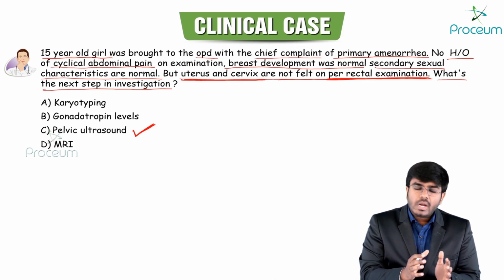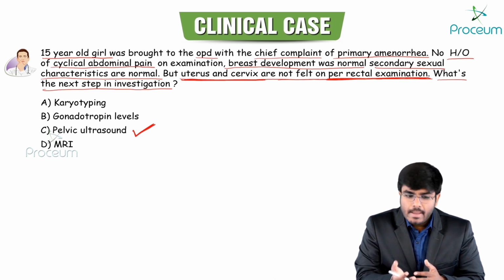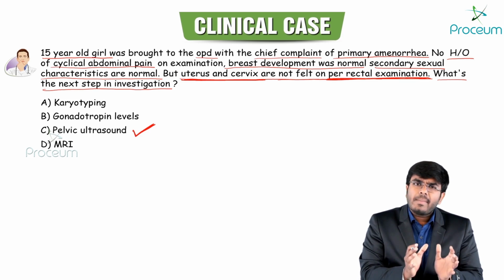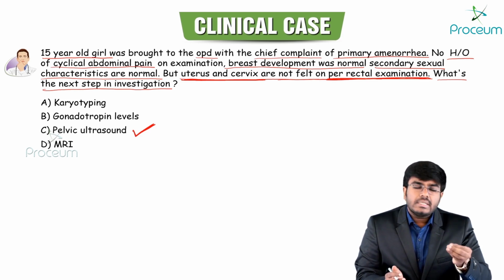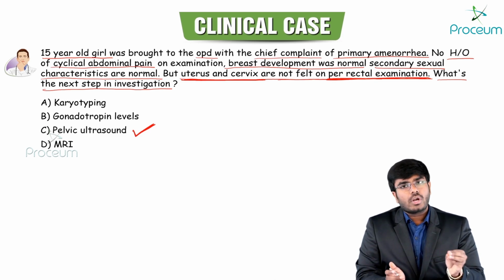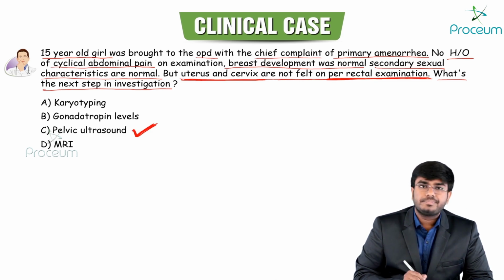If internal reproductive organs are not there, then you can go for the further studies like karyotyping and all. But now, within a matter of time, very easily you can know that the internal reproductive organs are present or not. So the better option you can go for is pelvic ultrasound.